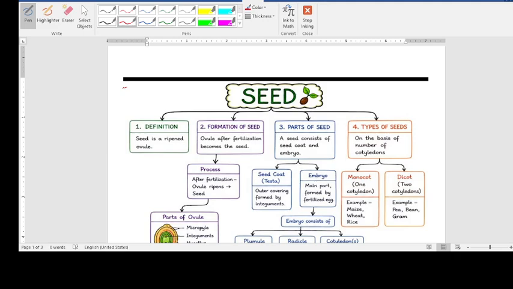Hello students, today we are going to discuss the chapter seed. We have already finished with pollination and fertilization. So today we are going to discuss the product of fertilization, that is seed. We all know that after fertilization, post-fertilizational changes take place. In these post-fertilizational changes, the seed is produced from the ripened ovule, whereas fruit is produced from the ripened ovary.